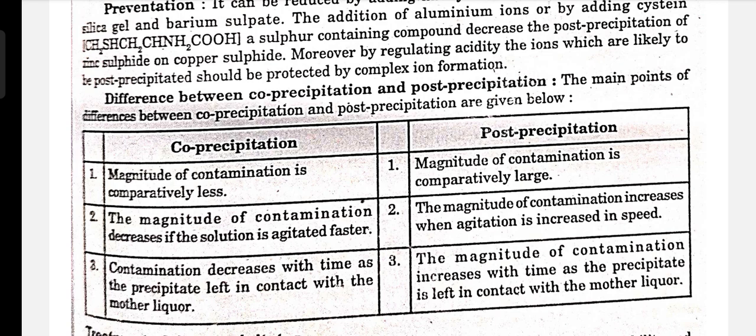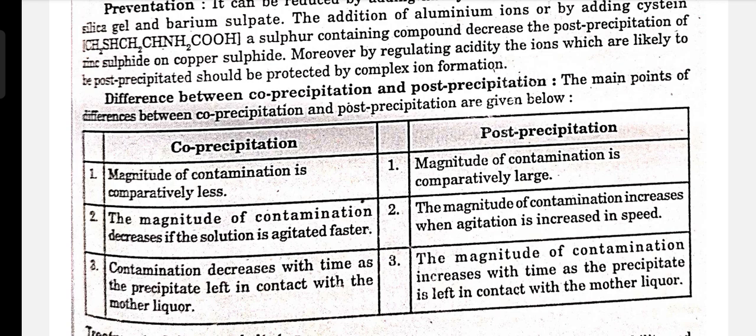The main points of difference between these are given below. Co-precipitation. Number 1. Magnitude of contamination is comparatively less. Post-precipitation. Number 1. Magnitude of contamination is comparatively large. Number 2. Co-precipitation: the magnitude of contamination decreases if the solution is agitated faster. Number 2. Post-precipitation: the magnitude of contamination increases when agitation is increased in speed.